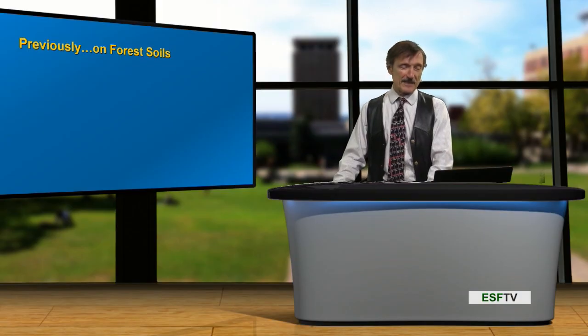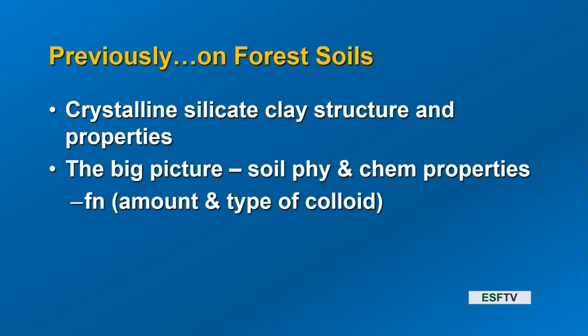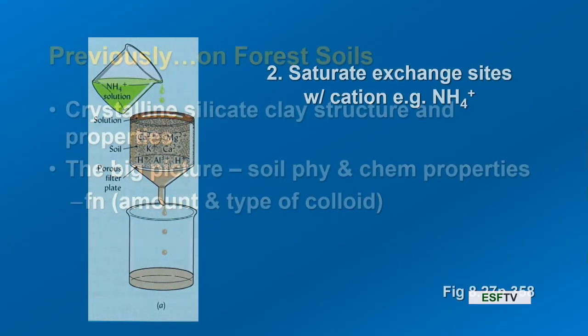So previously on forest soils, last time we talked about crystal and clay structure and the properties of clays. Then we put in a big picture item: the idea that the soil physical and chemical properties are a function of the amount and type of colloid. And this gets us toward the final exam where we look at 10, 11 big pictures and connect everything from the beginning of the course to the end of the course. Put a star by this one because you want to visit it and make sure you have it down by the end of the semester.